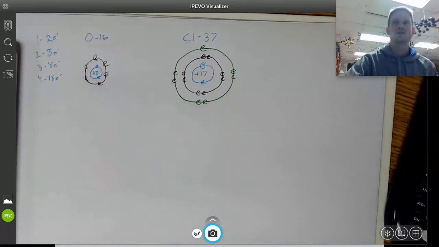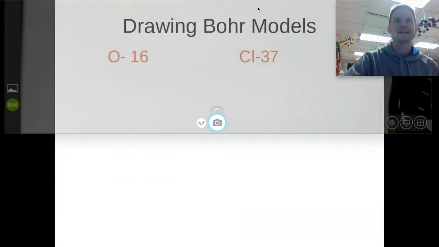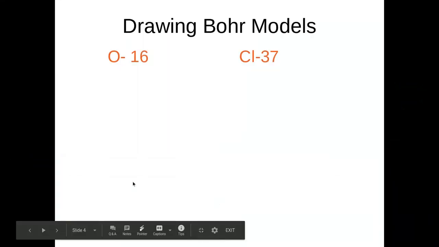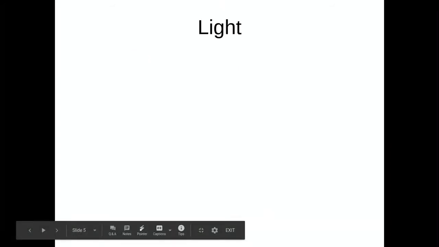But if you understand that, those should be no problem. We'll talk a little bit more detailed about them. All right, so those are our 2 Bohr models. That's great now, and we're going to try to figure out what that means, what that is telling us.